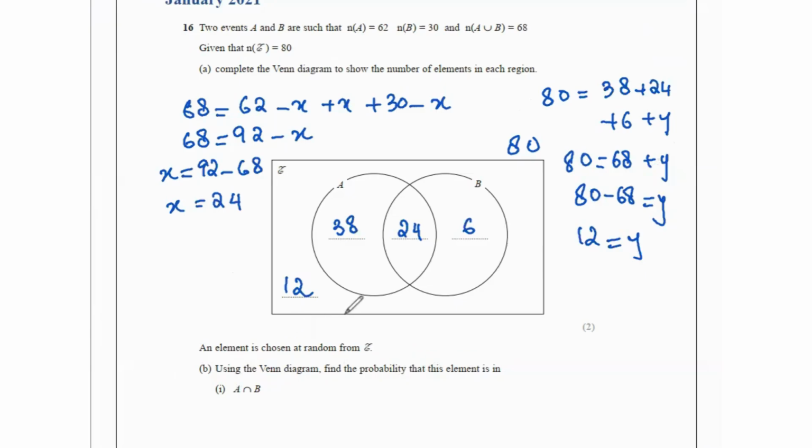Then it says an element is chosen at random from the universal set. Using the Venn diagram, find the probability that this element is in A intersection B. So A intersection B is in the middle, so that's 24 divided by the total number of elements, which is 80.